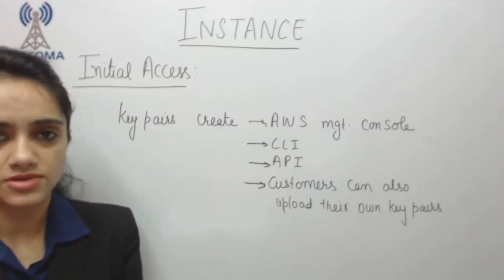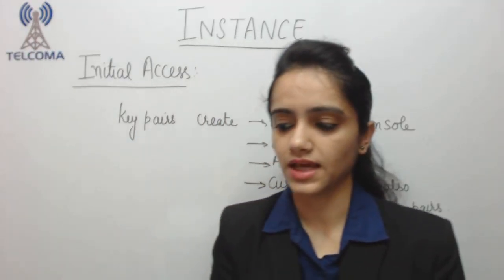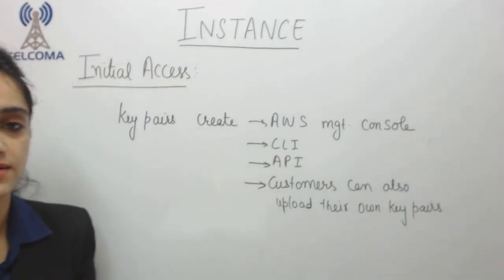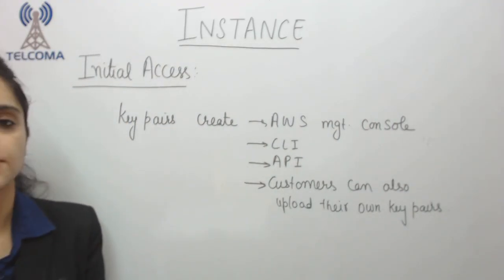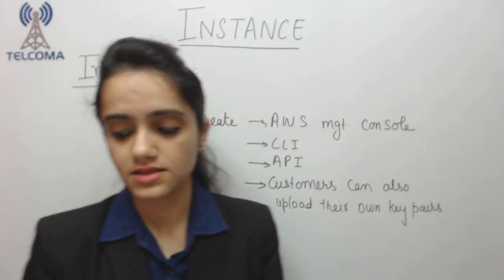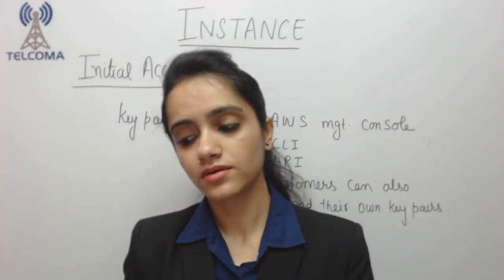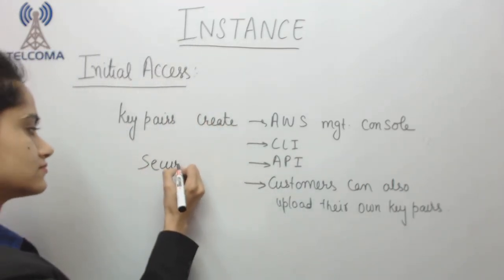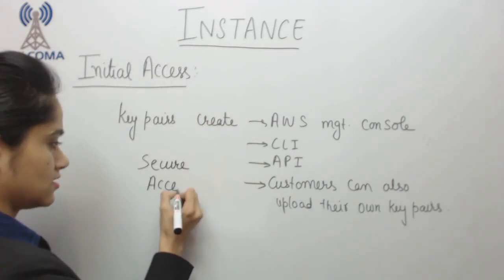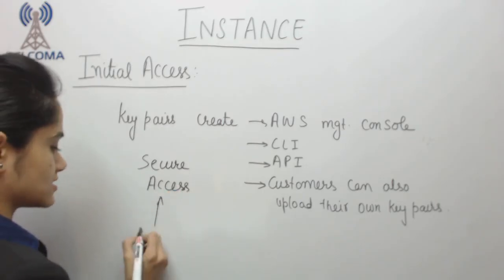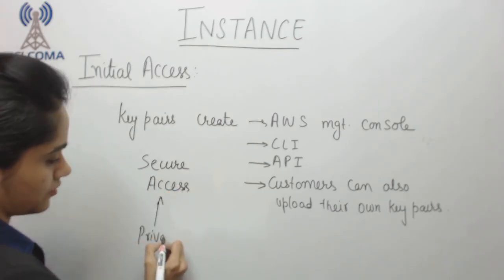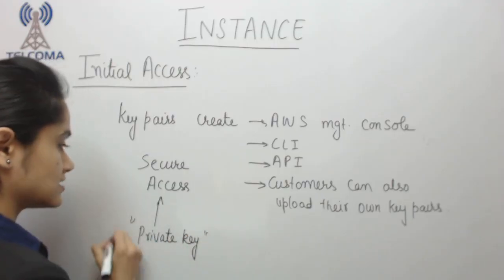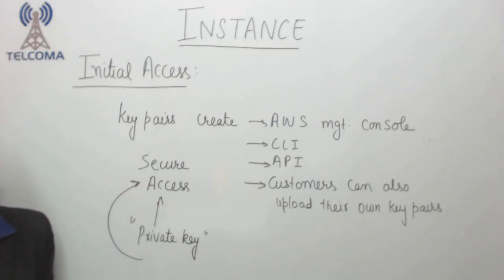Now AWS, Amazon Web Services, stores the public key, and the private key is kept by the customer. The private key is required to acquire secure access. So to have secure access, what do we require? We require a private key so that we can securely access the instance.